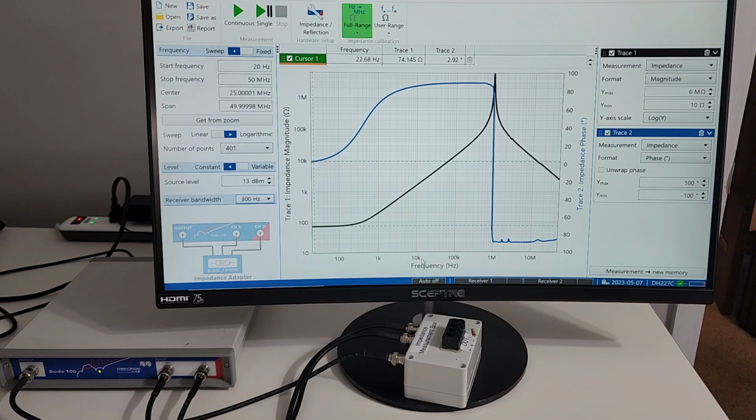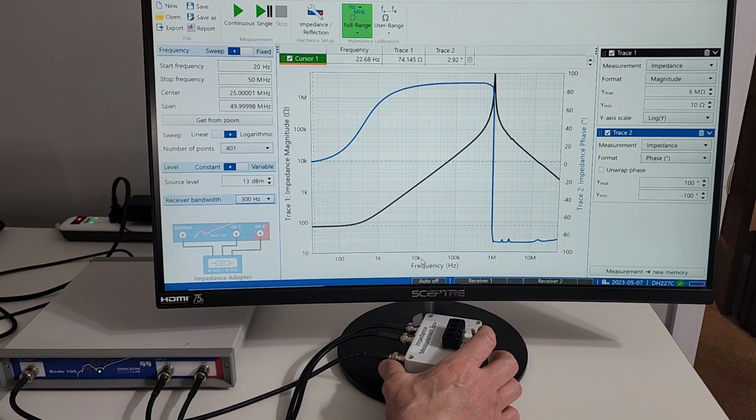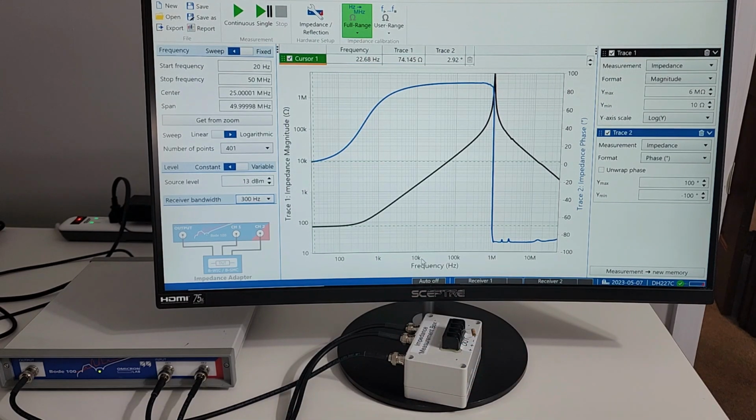I'm now going to do an impedance measurement. So in the impedance measurement box, I have the inductor. So we're measuring the equivalent RL circuit of that component on the screen. On this screen, the black is the impedance, which we're measuring between 10 ohms and 6 megohms, and we're measuring over a frequency range of 20 hertz to 50 megahertz. The blue line is the phase, and we're measuring that between minus 100 degrees and plus 100 degrees.